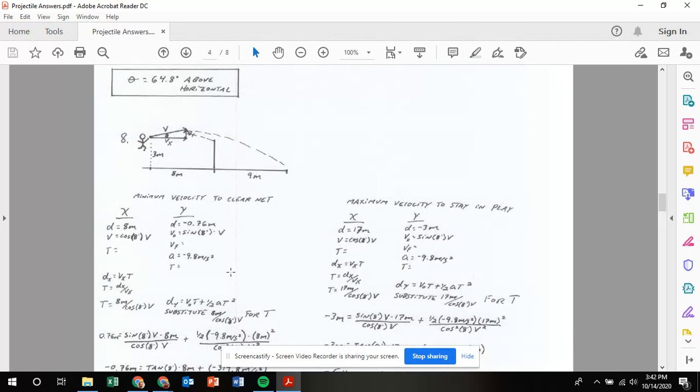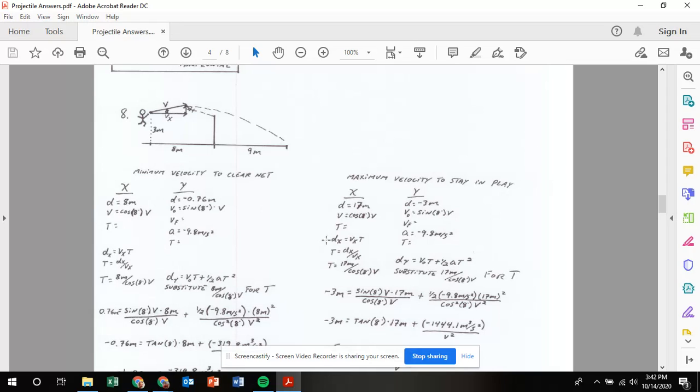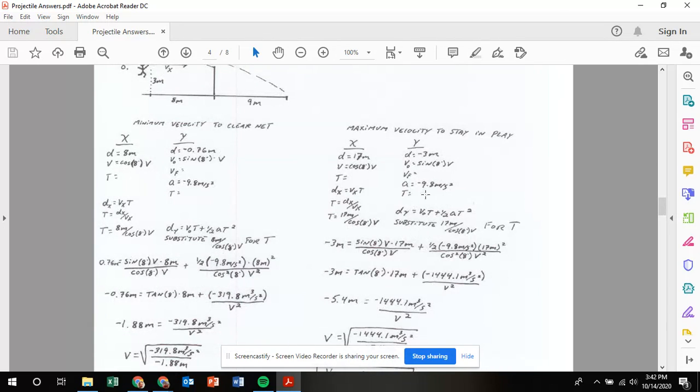We're now going to repeat that process, except now we're going to have some slightly different numbers to find the maximum velocity, so that it follows this slightly longer trajectory and would just get to the back corner, staying in bounds. In that case, my x distance would be 8 plus 9 for a total of 17. My initial velocity in the x is still going to be cosine of 8 times v. In the y direction, I'm 3 high, and it's going to hit the ground, so my displacement is negative 3. And my initial velocity in the y is still sine of 8 times whatever this new velocity has to be, and the acceleration is negative 9.8.